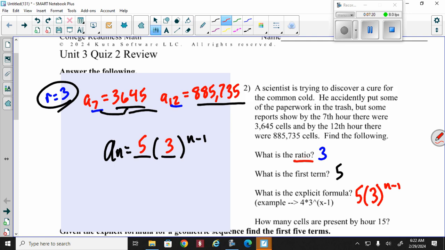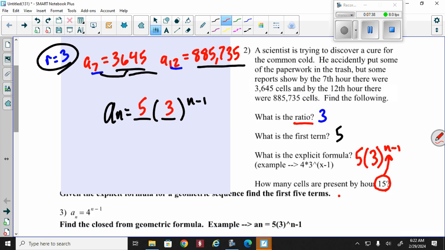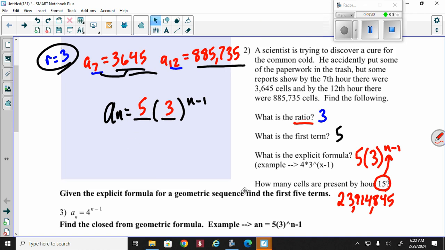How many cells are present as of hour 15? Just very simple. Take 15, plug it in there. So you're going to get a pretty big number here. 5 times 3 to the 15 minus 1 power, which is the 14th power. And yep, pretty large number here. It ends up being 2, 3, 9, 1, 4, 8, 4, 5. I'll put some commas in here. 23,914,845.